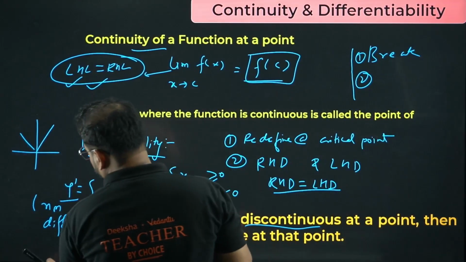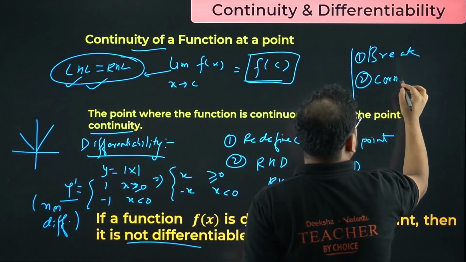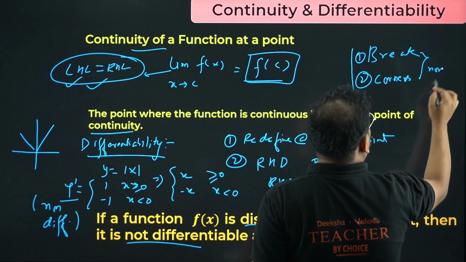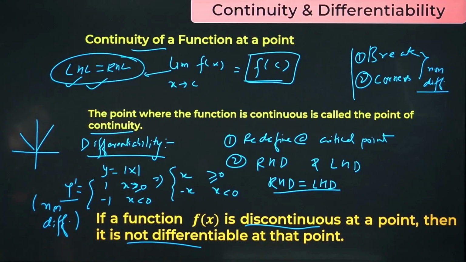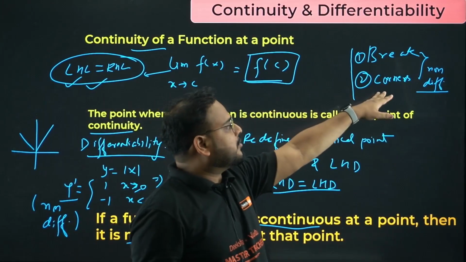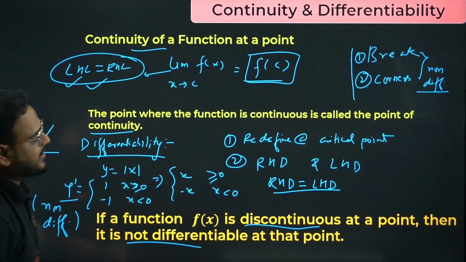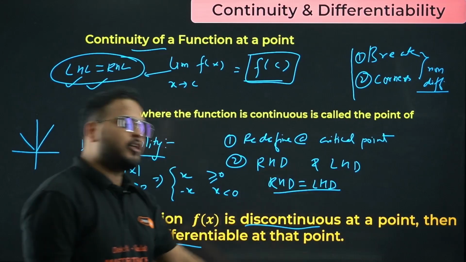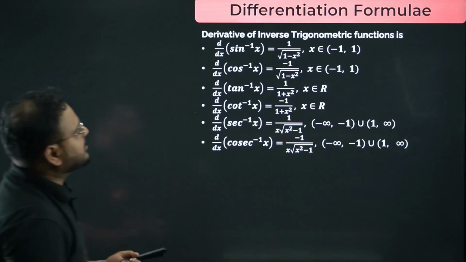If you have corners or sharp edges, if you have corners, in both cases you call the function non-differentiable. Is this clear? First of all, discontinuous means non-differentiable. If a break or corners are there, you call this function non-differentiable. I have given you this definition as well. So redefine it at the critical point and check the derivatives. If they're equal, then it is differentiable. Clear? Moving on.